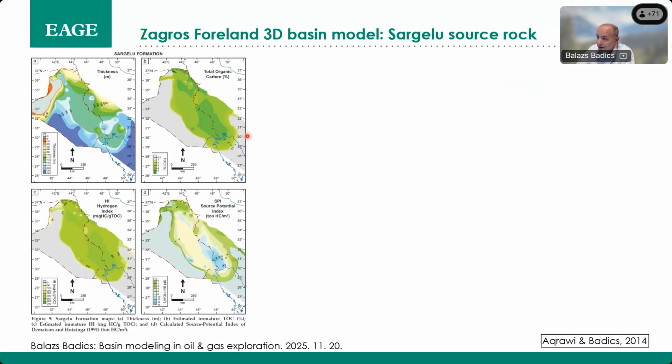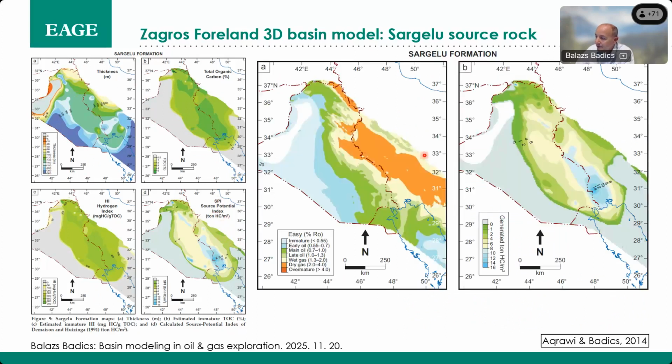And this is just an example, again, that the 3D basin model is very useful. You take the thickness map of, for example, this Middle Jurassic source rock, and then the TOC maps, hydrogen index map, and the source potential index. And then you calculate the maturity, and then you can also calculate how much has been generated in a 2-kilometer cell model. And you see that the largest volumes are generated in southeastern Iraq and southwestern Iran, close to Rumaila, West Qurna, and Ahwaz fields.